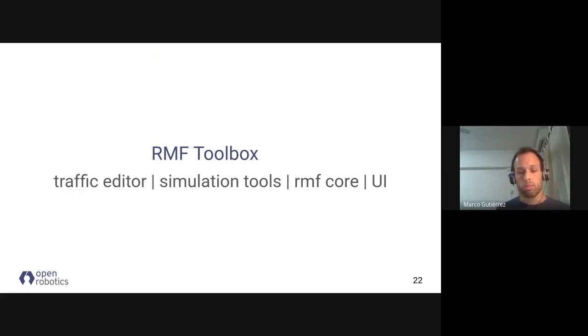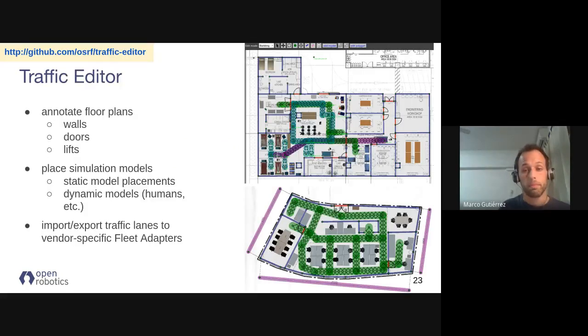Now let's have a look at the toolbox. There's a bunch of tools that come with RMF and that are very useful for deployment of this software. The traffic editor is one of the most important ones. This allows us to annotate floor plans and add walls, doors, lifts, and the traffic lanes. It also allows us to place simulation models in these environments. You can also create static or dynamic models like humans or others. And then these traffic lanes can be exported into vendor-specific fleet adapters.